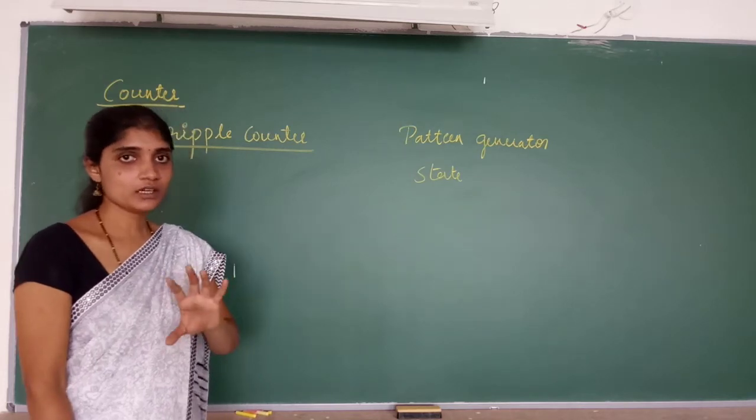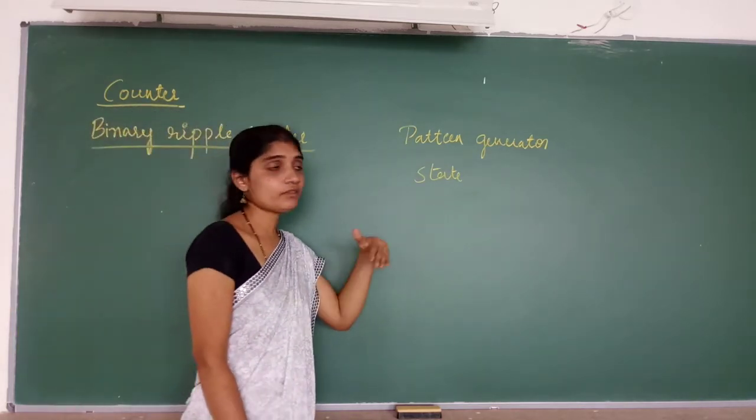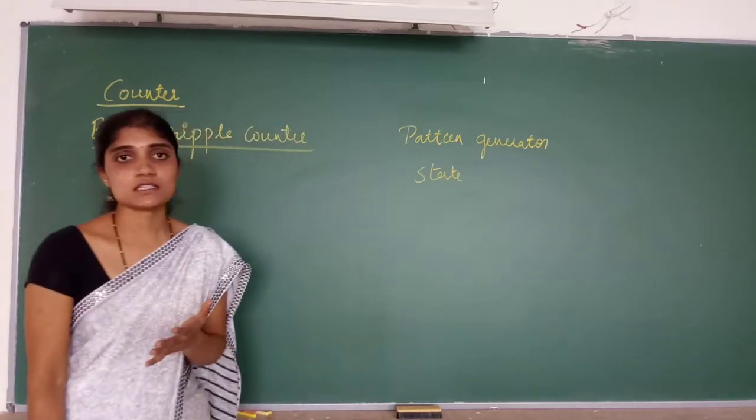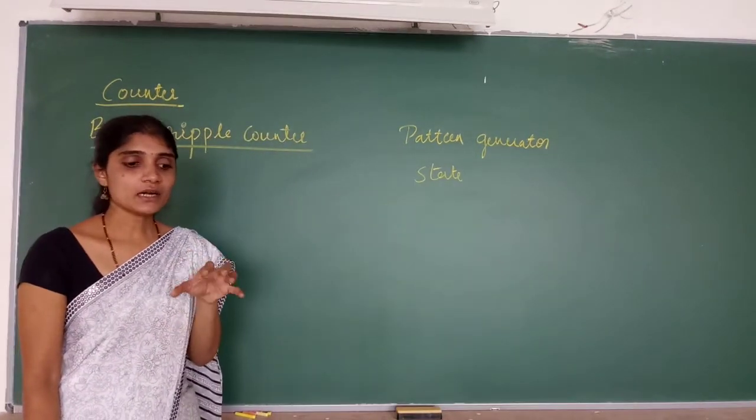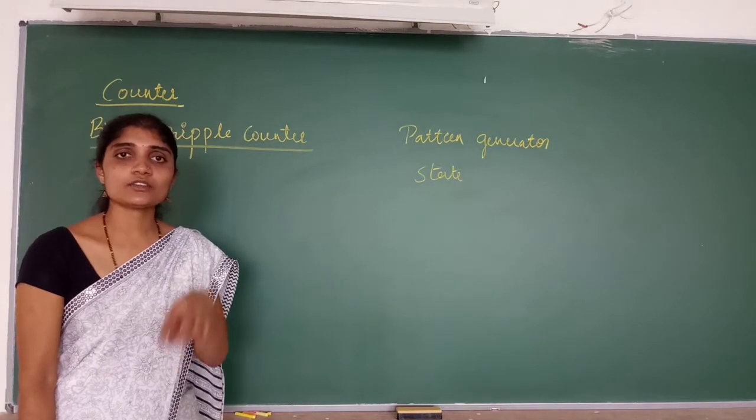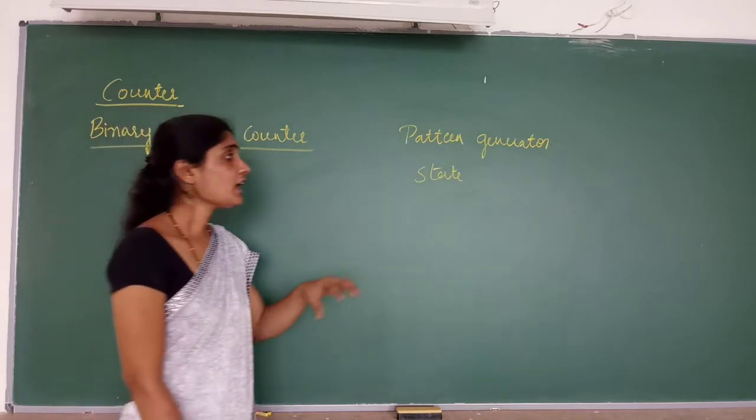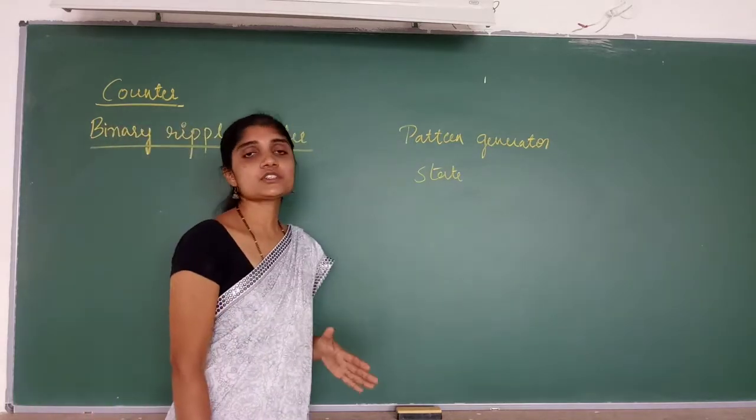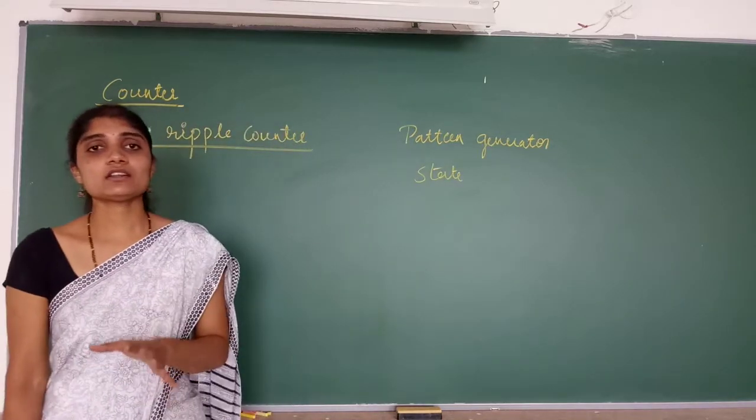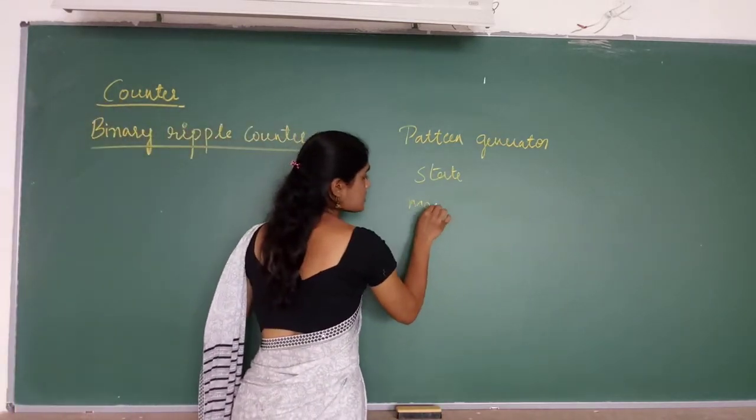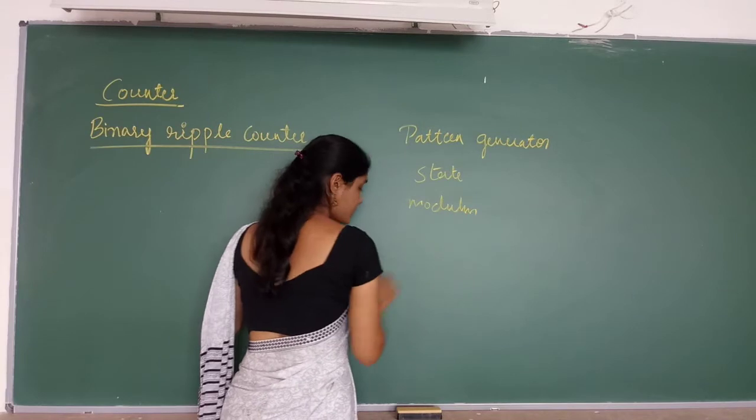In the same way, in a counter, the different patterns we get will be called states, similar to the flip-flops or registers we have discussed. So at that particular clock pulse, what is the state of the counter? What is the pattern being generated from the counter? And the total number of states, the total number of patterns that can be generated using a counter is called the modulus.